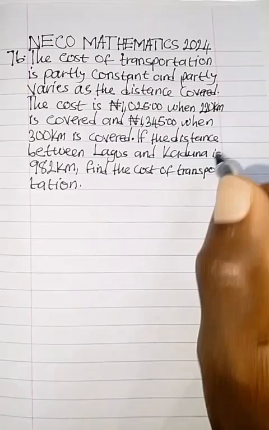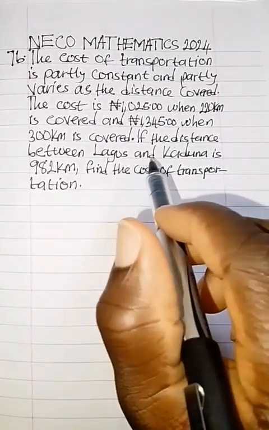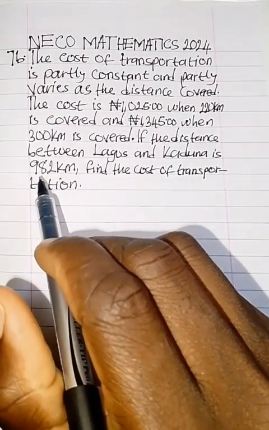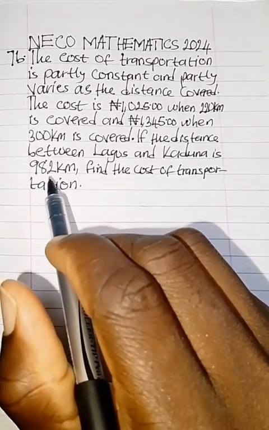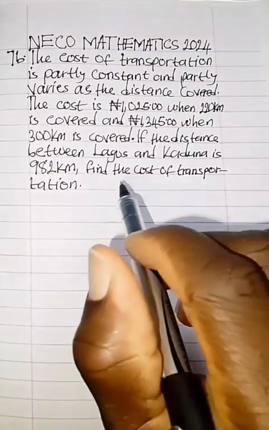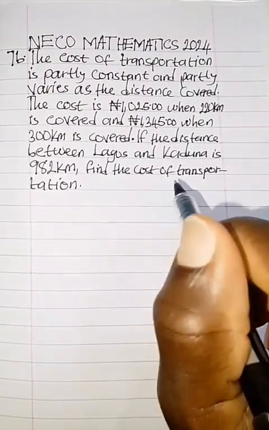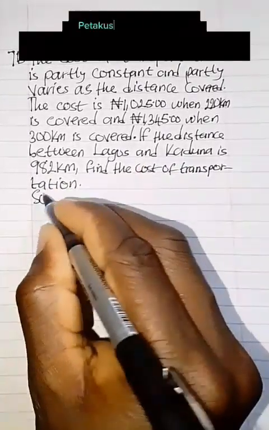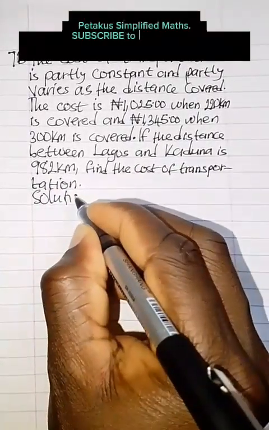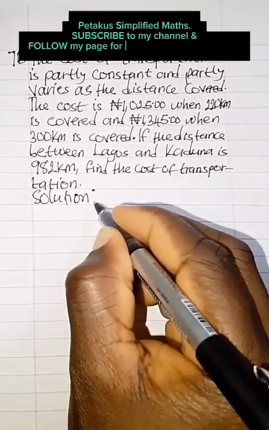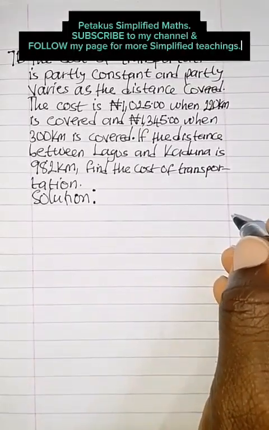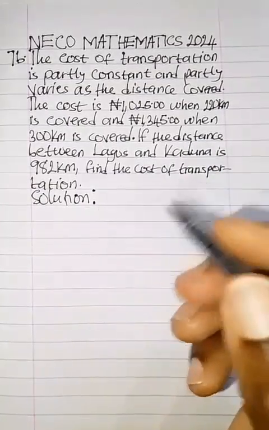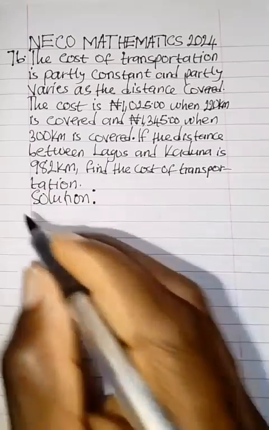If the distance between Lagos and Kaduna is 982 kilometers, find the cost of transportation. Solution: this problem is from partial variation. As you can see, partly constant and partly varies.